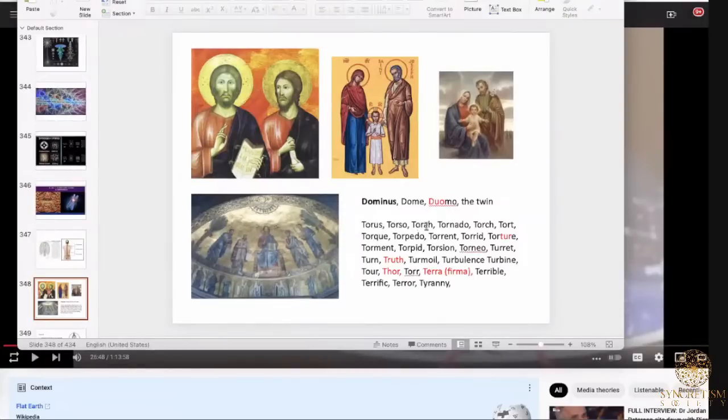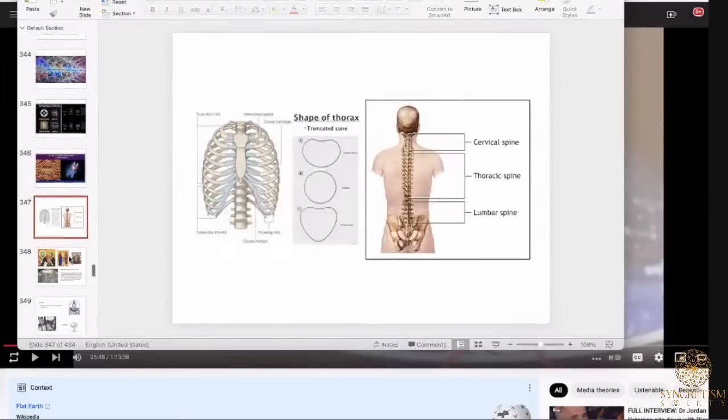Taurus, torso, Torah, tornado, torch, taut, torque, torpedo, torrent, torrid, torture, torment, torpid, torsion, torneo, which means tour in Spanish, turret, turn, truth, turmoil, turbulence, turbine, tour. There you go. Torneo means tour. We have it here, tour. Right? Because these things are touring. They're touring the universe. Right? Thor, Tor, terra, terra firma, terrible, terrific, terror, tyranny. Okay, that's all there is.